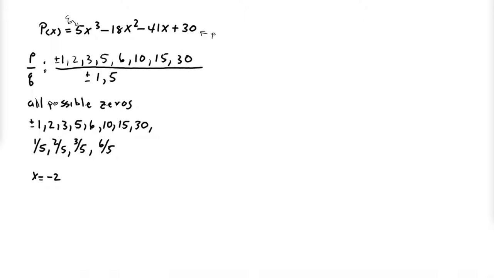Now, I'm going to do this by synthetic division. If you want to do it by long division, you can. Just separate this off here so I can get some room to work. For the synthetic division, you're going to write the coefficients down: 5, -18, -41, and 30. And then the root, which is -2.